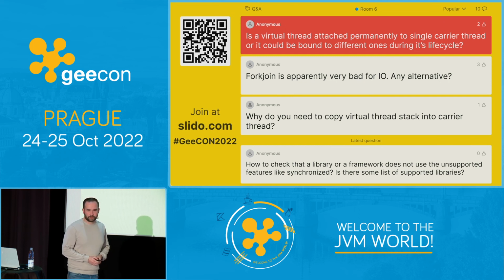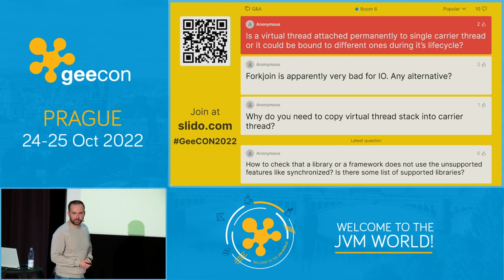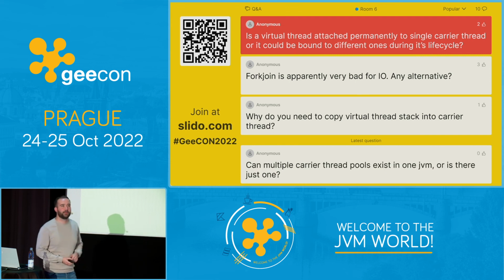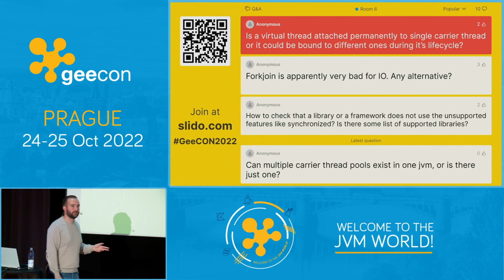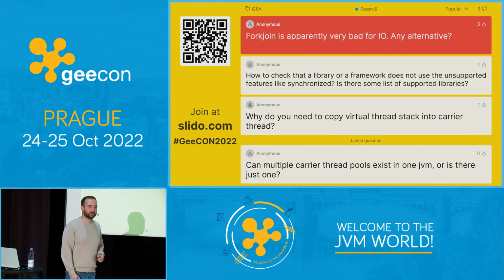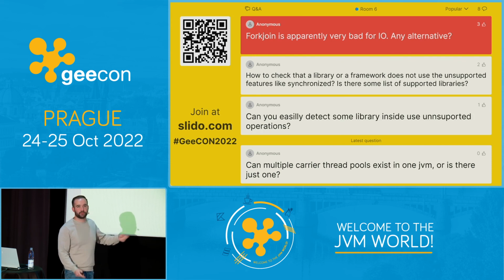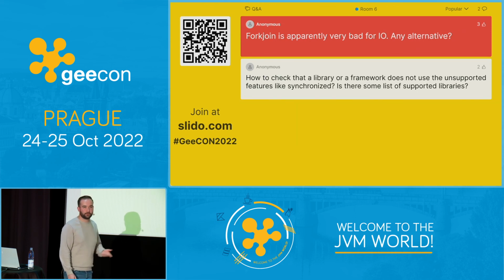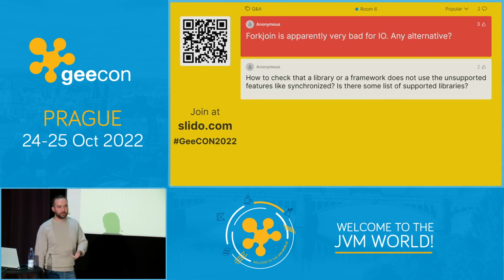Is a thread attached permanently to a single carrier thread, or could it be bound to different ones during its life cycle? It's mapped many to many, so every virtual thread can run on any of these carrier threads. At one point in the presentation, if one carrier thread, for example, doesn't have any virtual threads to run, it will just steal a virtual thread from another queue and will run that one. So at that point, you will also share virtual threads between carrier threads.